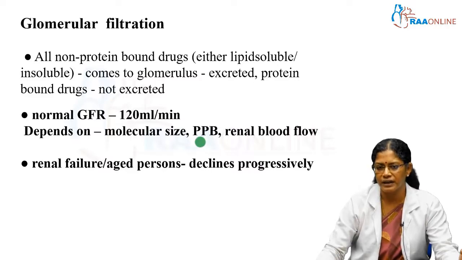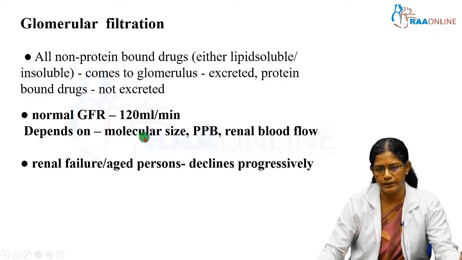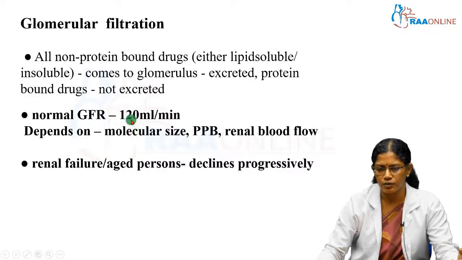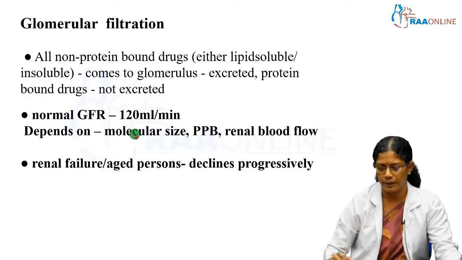Glomerular filtration mainly depends upon the renal blood flow, which is called RBF. Depending upon that, the normal glomerular filtration rate is 120 per minute. It may change in patients who have renal failure as well as in aged persons. If it changes, the amount of drug that is filtered towards the proximal tubule through Bowman's capsule will be reduced. These are the factors which modify the glomerular filtration rate. Otherwise, the normal GFR is 120 per minute. So most of the drugs are excreted by glomerular filtration, either lipid soluble or insoluble. The only thing is protein bound drugs won't get excreted through glomerular filtration.